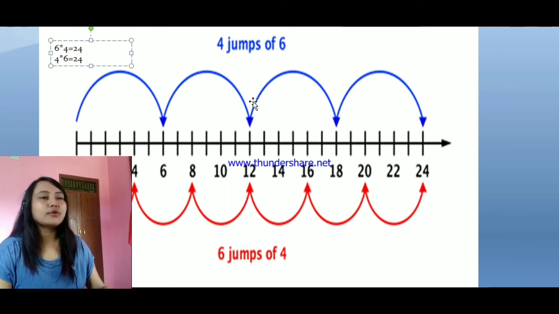So I think now you understand the comparison between these two calculations and how the jumps will be affecting the appearance of the number line.